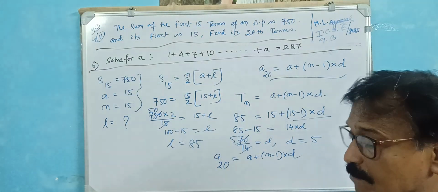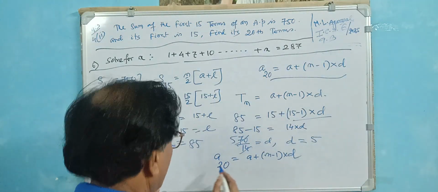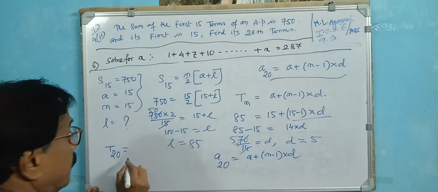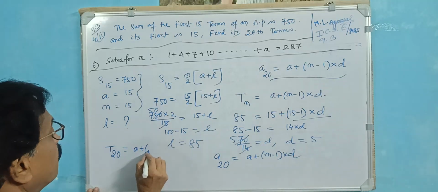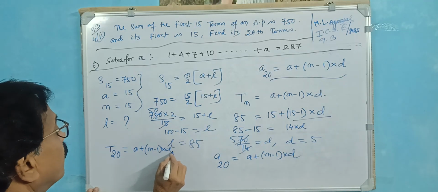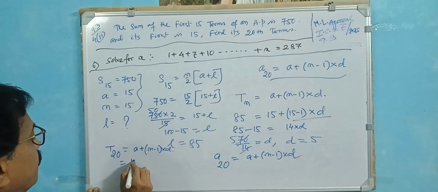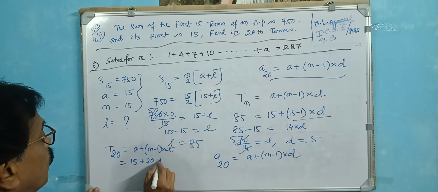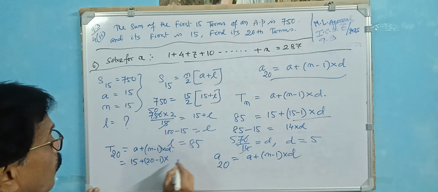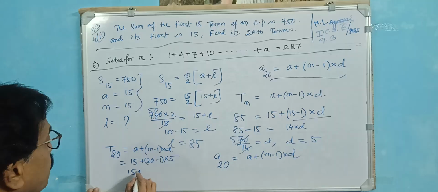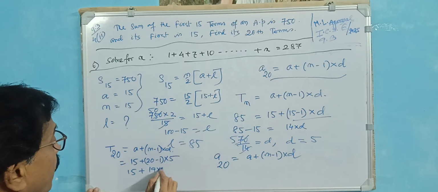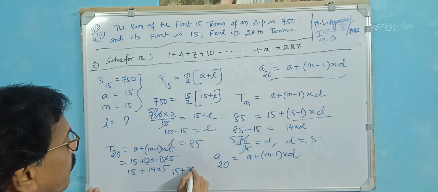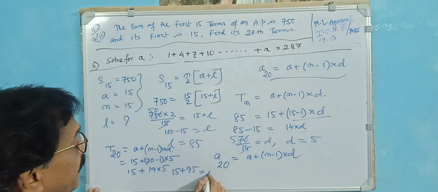Find its 20th term. The value of the 20th term. I write it in this way: T20 = a + (n minus 1) d. A is 15 and n is 20. So 20 minus 1, into d, the value of d is 5. So this is 15 plus 19 into 5, which is 95. So this is 110.